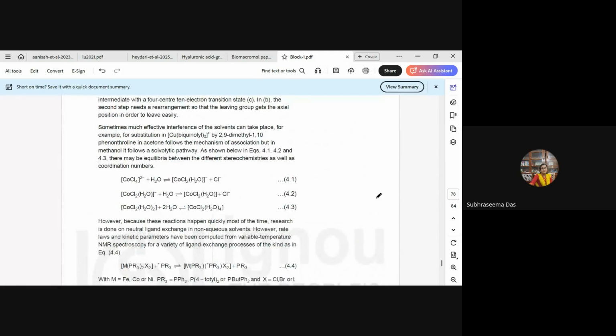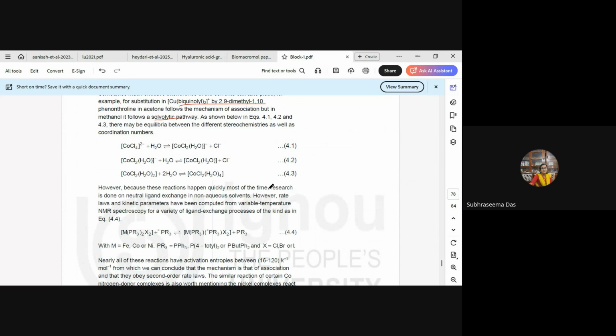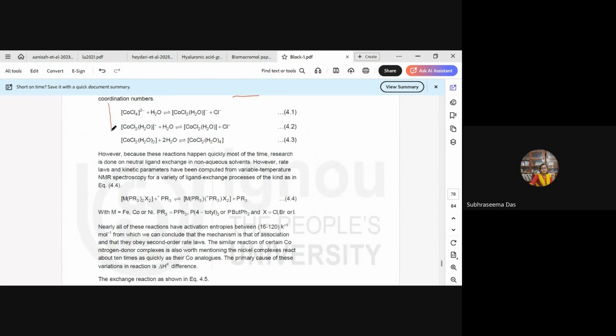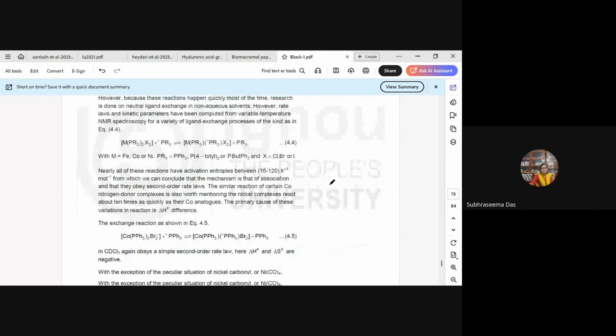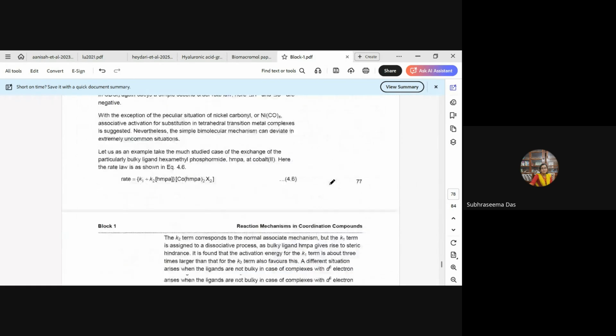Sometimes effective interference of the solvents can take place. For substitution in this type of complex in acetone, it follows the mechanism of association, but in methanol it follows a solvolytic pathway. So the nature of the solvent during the substitution reaction also affects the stereochemistry, and this has been illustrated in these reactions. Most of these reaction mechanisms and kinetics have been studied by NMR spectroscopy, because it provides a very easy method for detection of such species generated during the reaction.